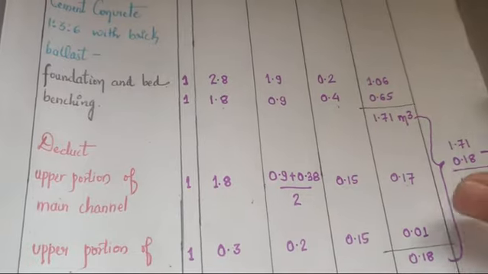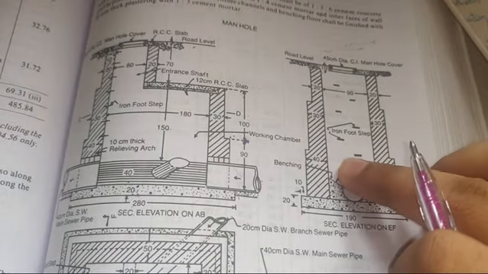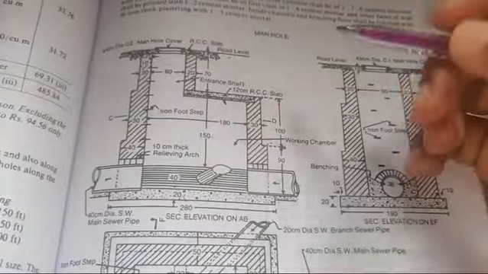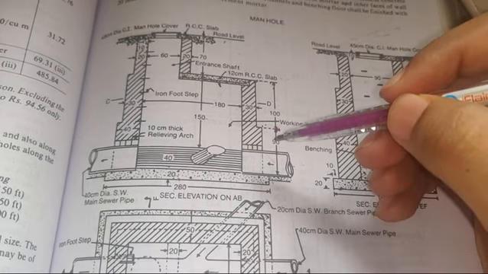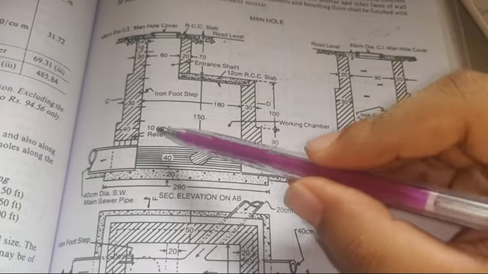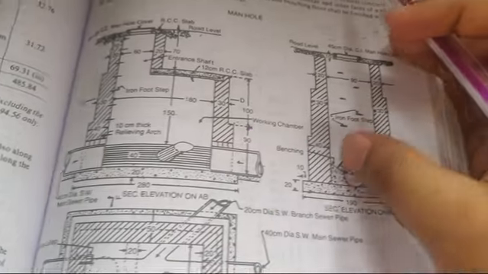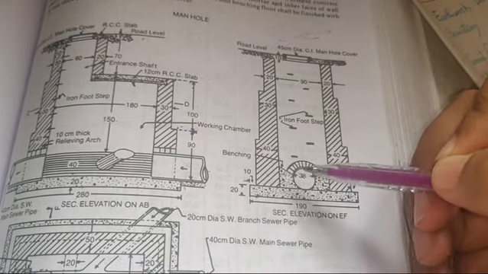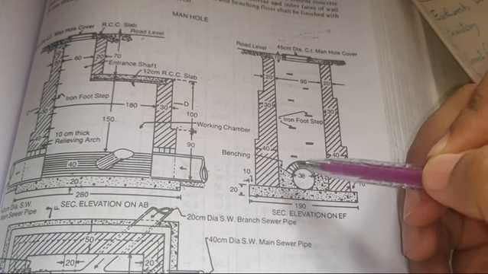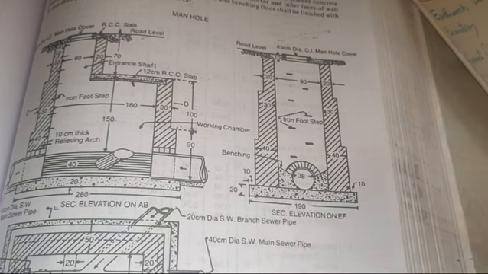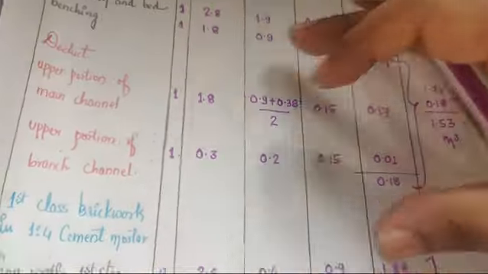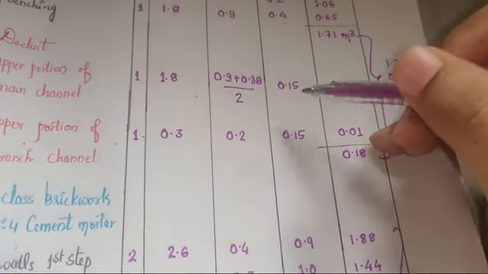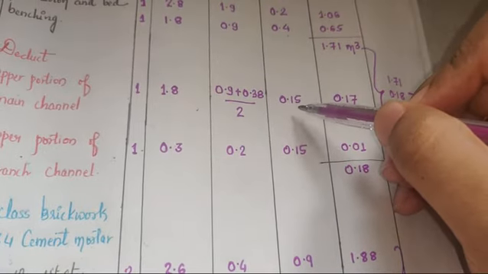So this 0.15 is nothing but this arch that you see here. This arch is called the relieving arch, which is 10 centimeter thick and is provided over the pipe. So that 10 centimeter plus some extra quantity which is added to that, so that overall deduction is taken as 0.15.